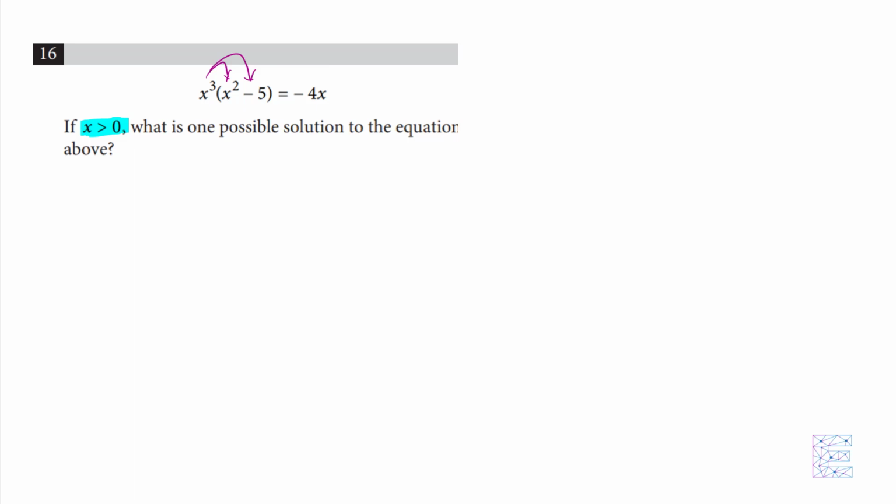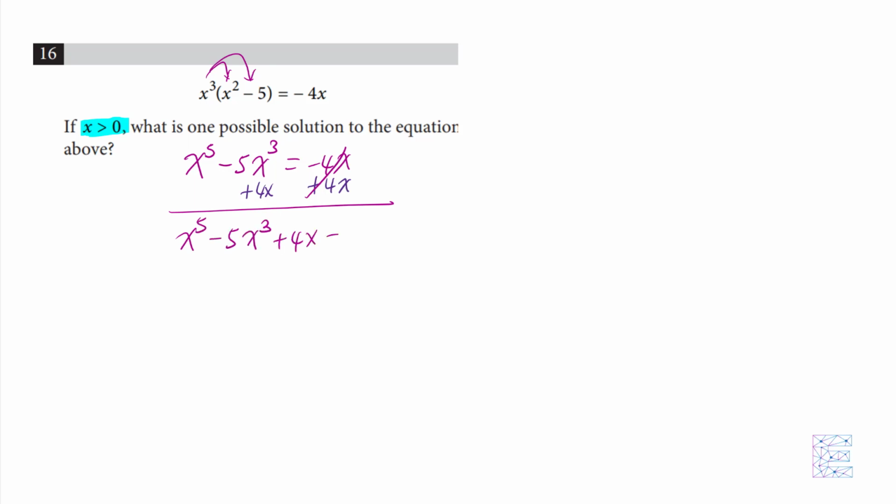We can start off by distributing the x cubed to both of those terms. So we have x to the 5th power minus 5x to the 3rd power equals negative 4x. So while we are a step closer, we're not quite there yet. We need to move this negative 4x back to the left side so we can set the equation equal to 0. So we're going to add 4x to both sides, and now we're going to have x to the 5th minus 5x to the 3rd plus 4x equals 0.